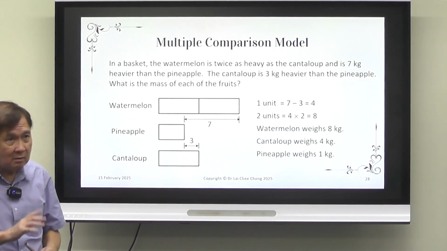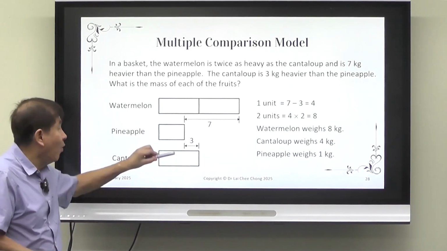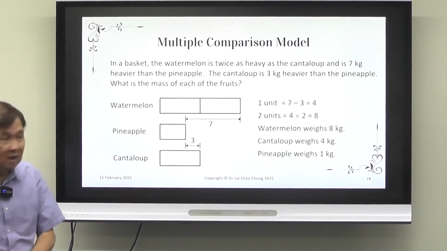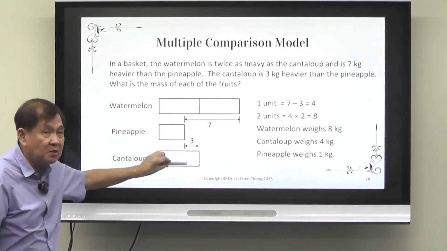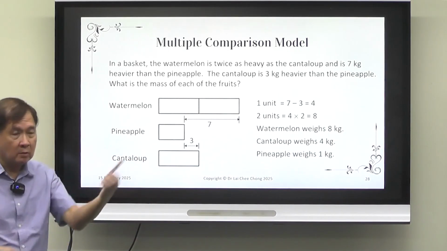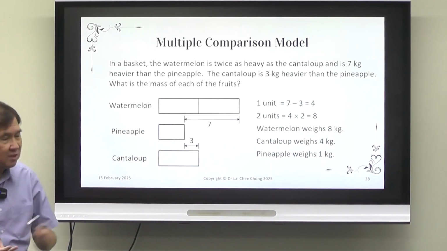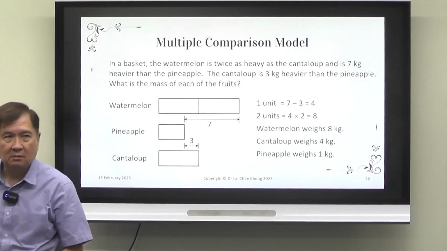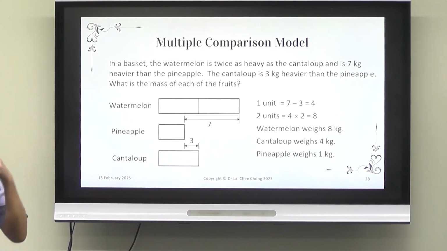You see what I'm doing now? If I know what is 1 unit, I know everything already. Am I right to say that? If I know cantaloupe mass, how much is that? I know watermelon, twice of it. How about pineapple? 1 unit less 3 units. Less 3 kg. That's exactly what's going on here. Can you see the lines of thought? I'm just verbalizing it for you, that's all. So that is what's going on in this type of problem.